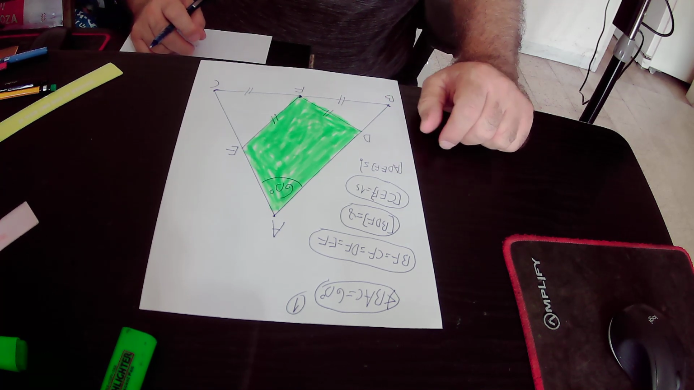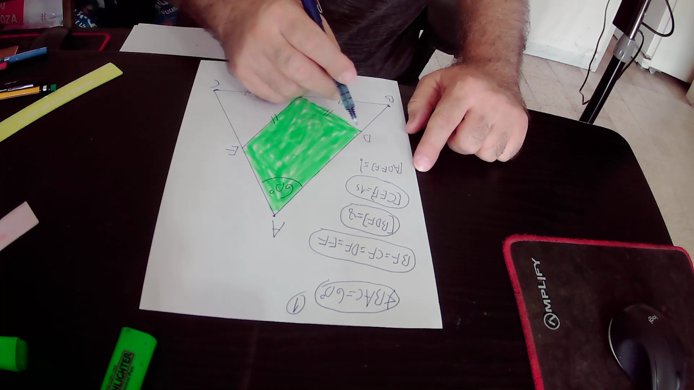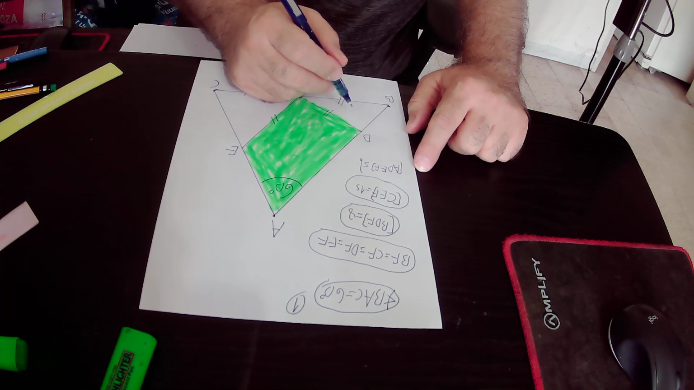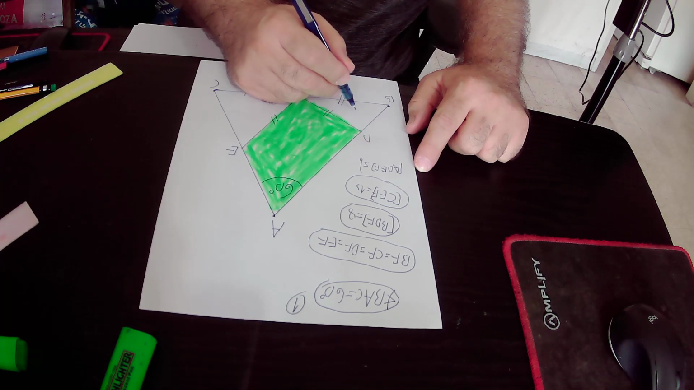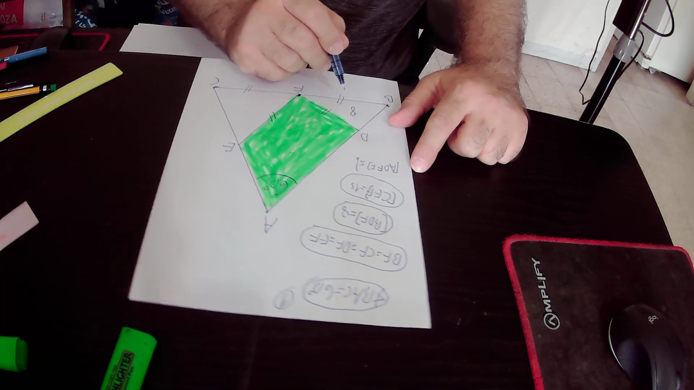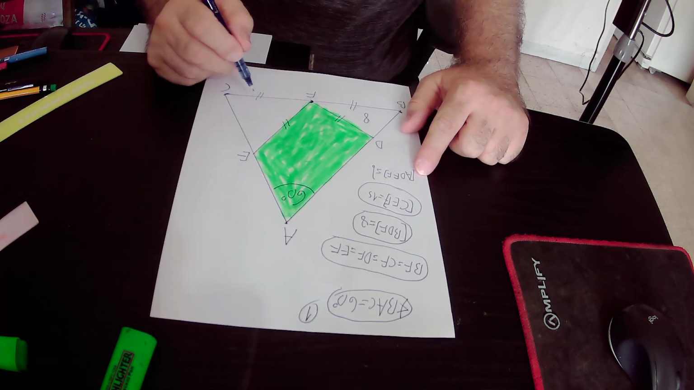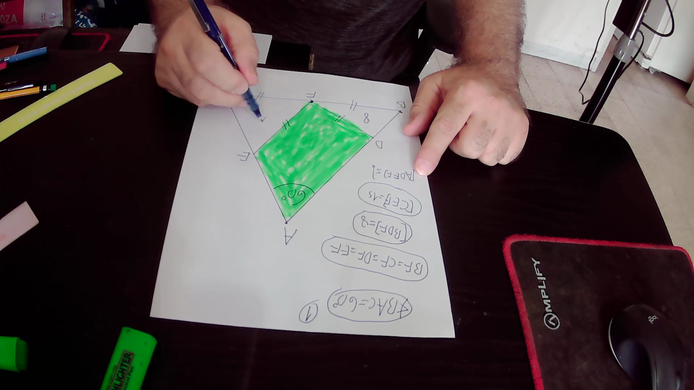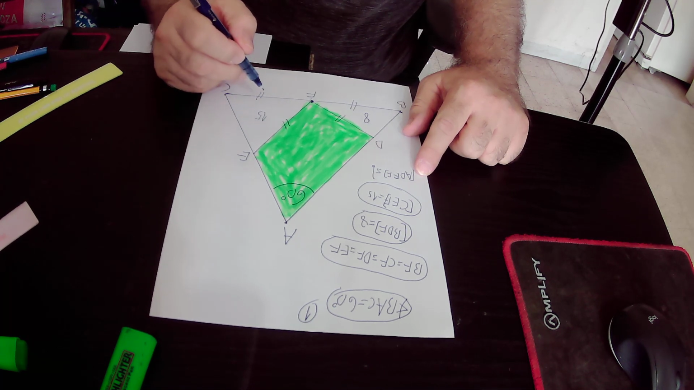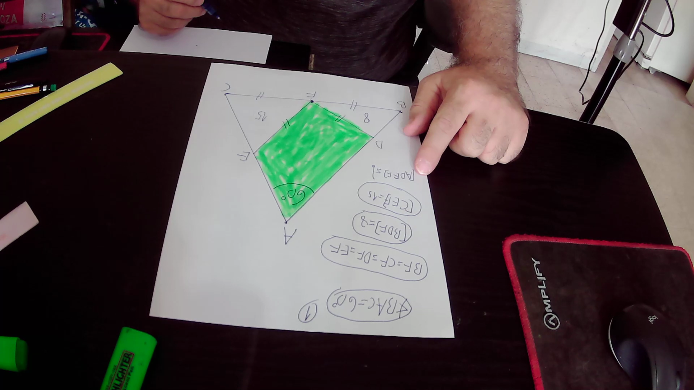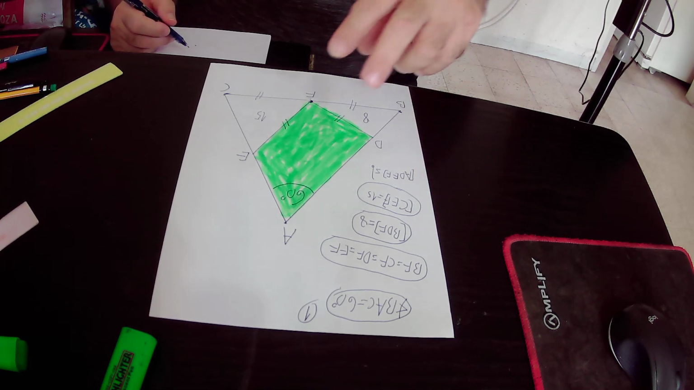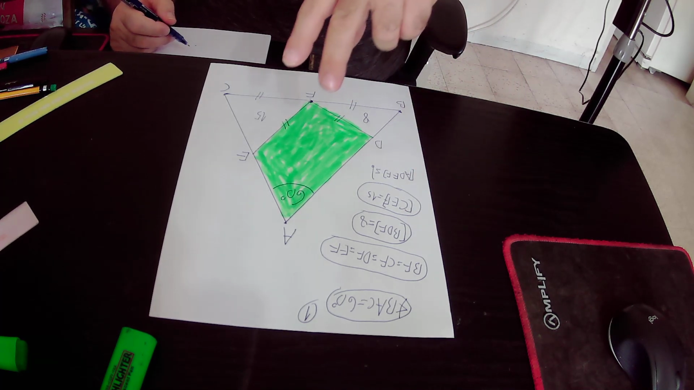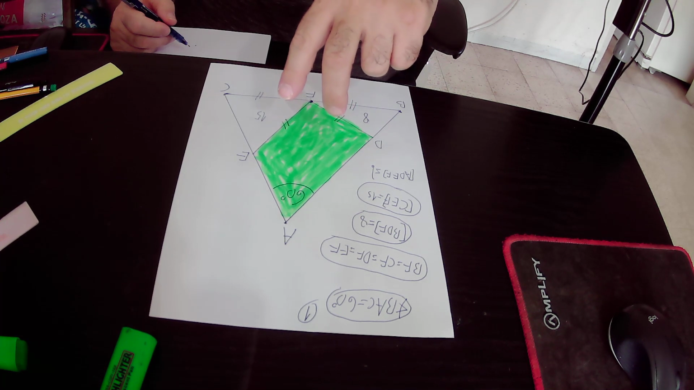And also we know that the area of triangle BDF is 8 square units, and the area of triangle EFC equals 15 square units. And we want to find out the area of the green shape, or the area of quadrilateral ADEF.